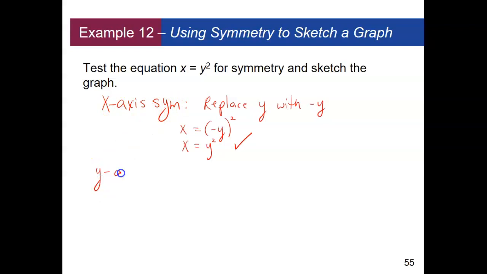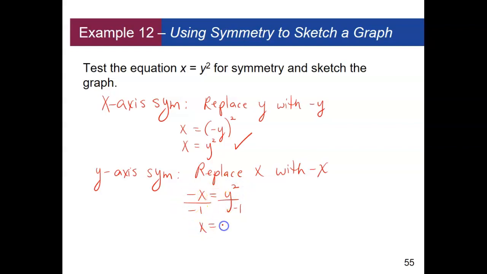If I'm going to check for y-axis symmetry, my procedure is going to be that I replace x with negative x. So that means I'll have negative x equals y squared. Divide by negative 1, and I get x equals negative y squared. That is not equal to this original back up here, and therefore it does not have y-axis symmetry.